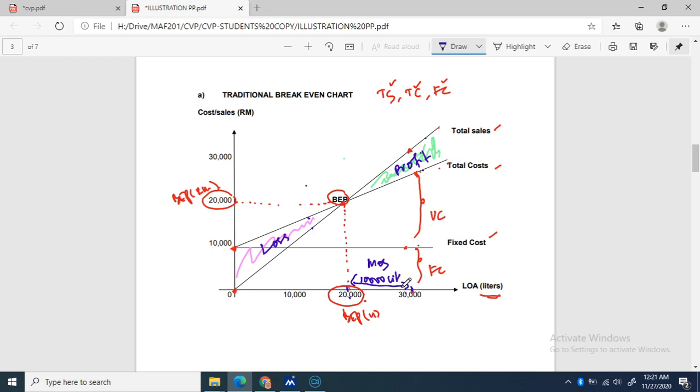Basically, this traditional break-even chart will show you the point of BEP, the profit area and the loss area. It shows that when you sell more than 20,000 liters, the company will gain the profit. If you sell less than 20,000 liters, the company will incur the loss. So this is the traditional break-even chart.